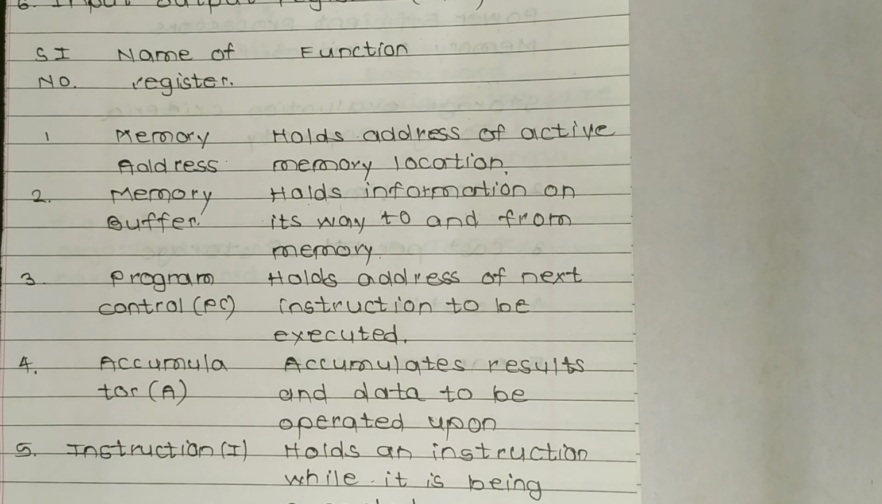It holds the address of the active memory location. So it is holding the address of the current memory location. It is loaded from the program control register when the system reads an instruction from memory.